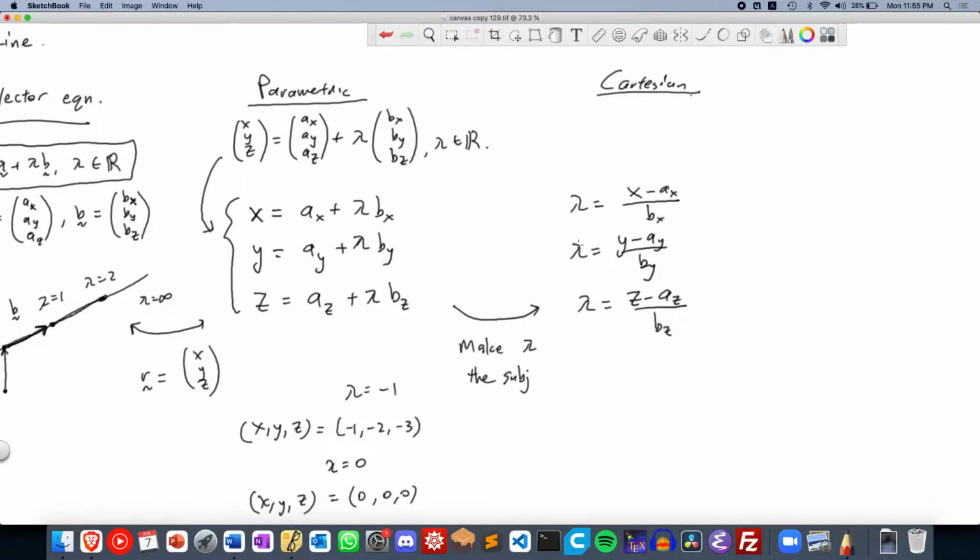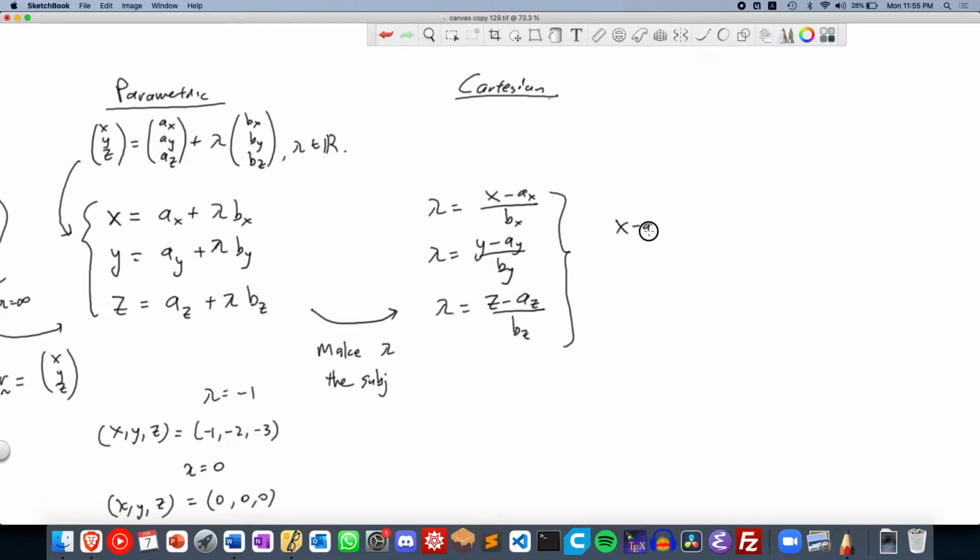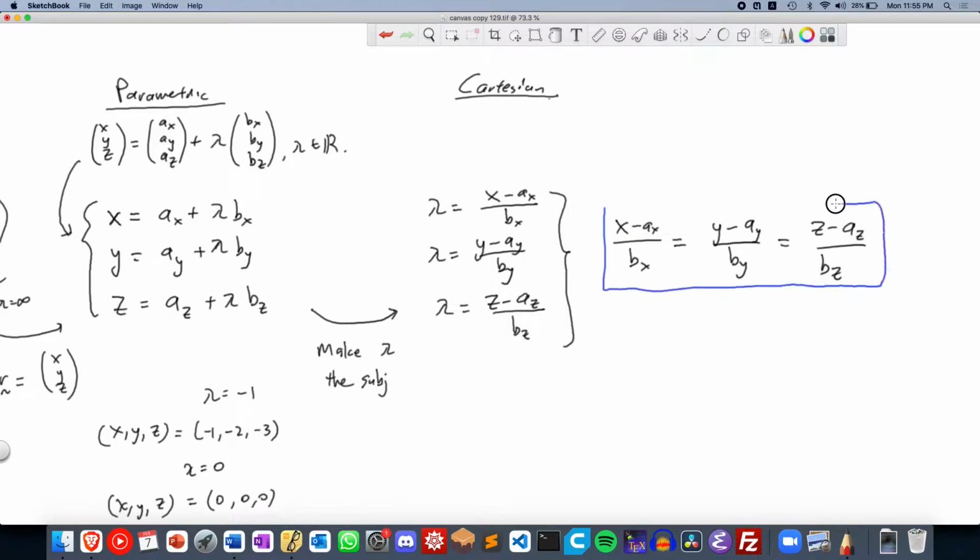And if we equate all these three expressions for lambda, because they must all be a common value of lambda, then we're going to get the Cartesian equation, which is this. So this is the Cartesian equation. It's known as the Cartesian equation for the line. And it might seem a bit weird, like where did the lambda disappear to? And the answer is that we need to reframe our thinking from one that is varying lambda to one that is talking about constraints on coordinates.